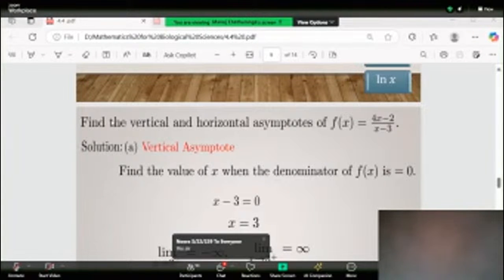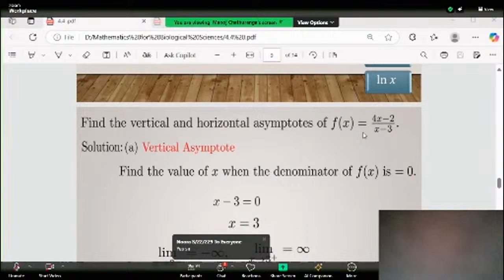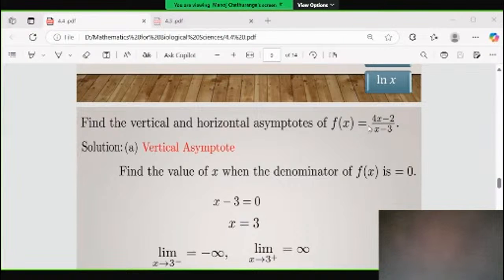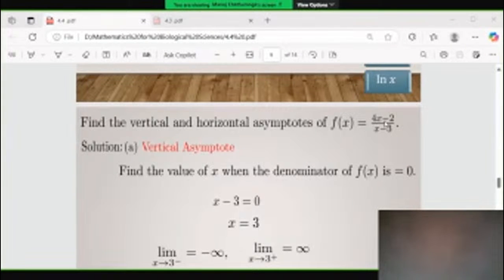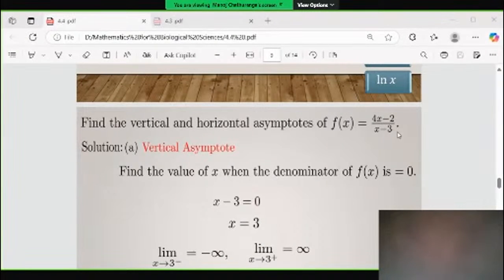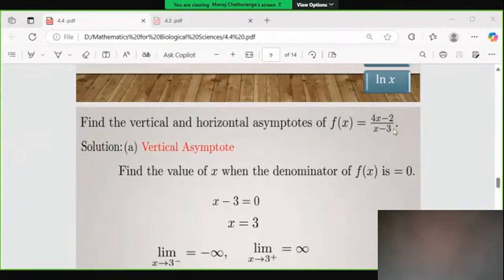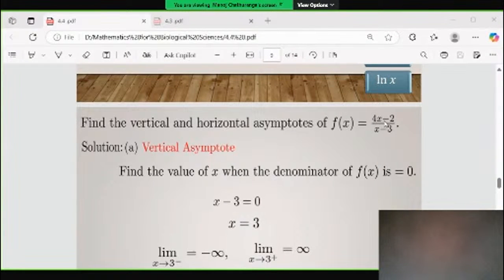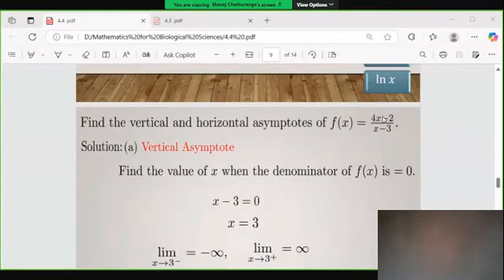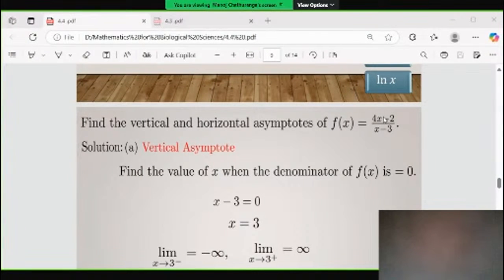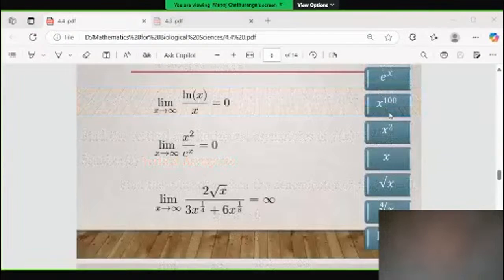Now, look at this example. Find the vertical and horizontal asymptotes for this function. Both in the numerator and denominator, we have two linear functions of x. It means the largest power of x is 1. So as x goes to infinity, we should get some finite value. So there must be a non-trivial horizontal asymptote for this function.